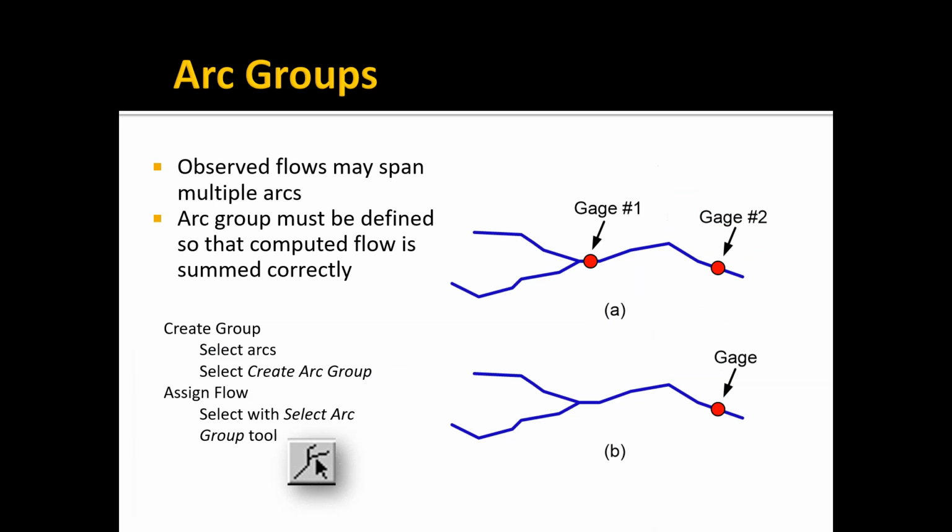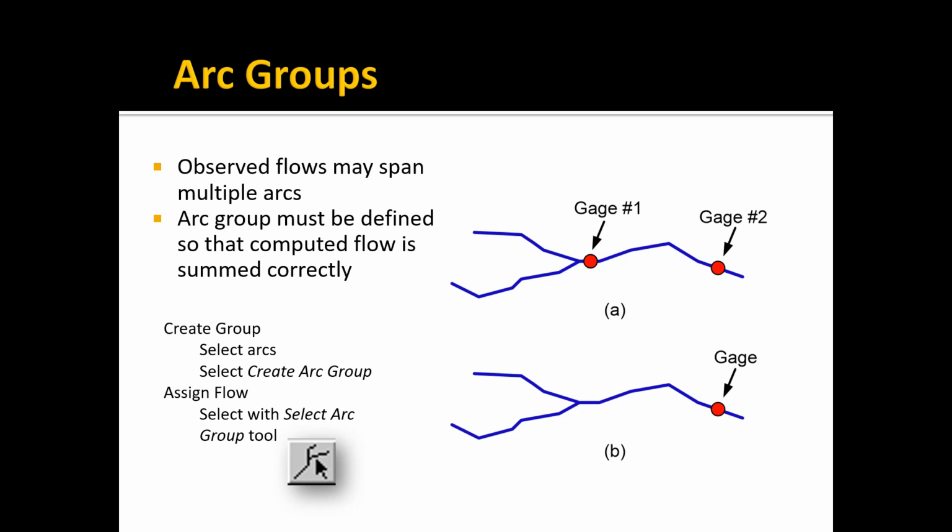Now, it turns out that sometimes an observed flow is a gain or a loss in a stream. So it's a deviation in the flow rate. In some cases, you have two gauges at two different locations along the stream, and the difference in the flow measured when you're not in a precipitation event would be that gain or loss. But in other cases, maybe your observation contains contributions from multiple stream segments or arcs.